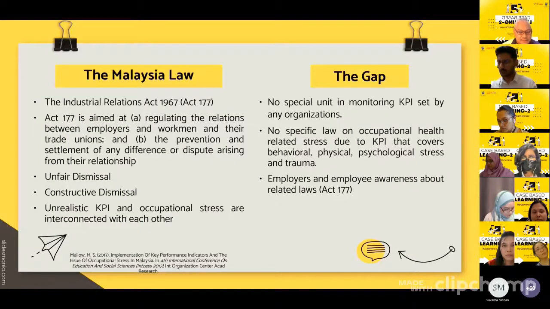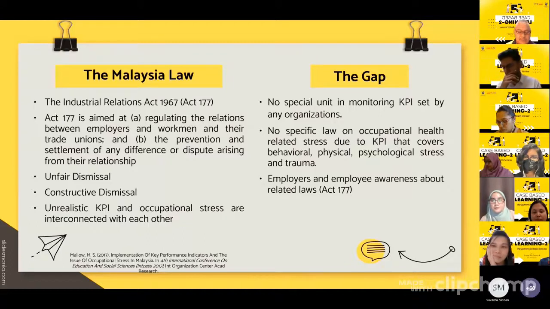And looking at the law, there is no governing law on unfulfillment of KPI with consequences of workers' dismissal or unnecessary occupational stress to the workers due to the KPI. The only law that correlates occupational stress and trauma to workers falls under the Industrial Relations Act 1996, that is Act 77. This act regulates the relationship between employers and workers and the prevention of settlement of any differences arising from this relationship. This law can be utilized under unfair dismissal for not fulfilling the KPI, or constructive dismissal when workers were put under severe occupational stress due to KPI and decided to leave the organization.